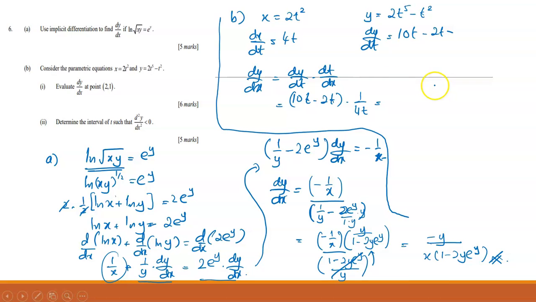Okay, so then here now it is 4t, 5 times 2 equal to 10, t to the power of 4, and then 2t. So here now is 10t to the power of 4 minus 2t divided by 4t. So now, simplifying this, cut the t and we get 10t cubed minus 2 divided by 4.